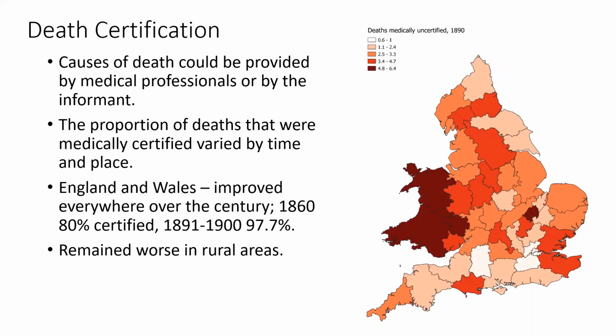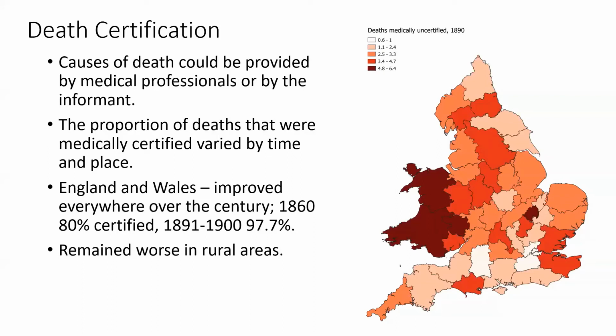In general, certification was much better in urban than rural areas. And the reasons for this geographical variation are mainly about access to medics. And that's both in terms of whether there's actually a medic anywhere near you, and that explains partly why rural areas have lower levels of certification. But it's also about whether you could afford it. So there's a socio-economic aspect as well.